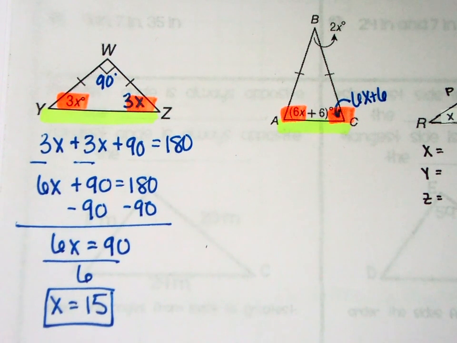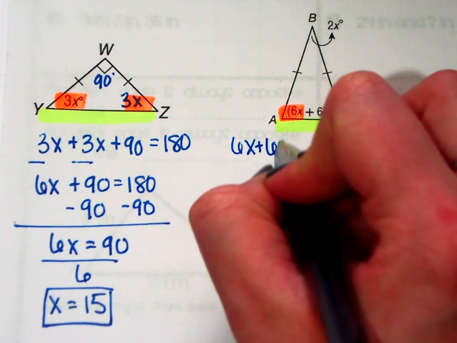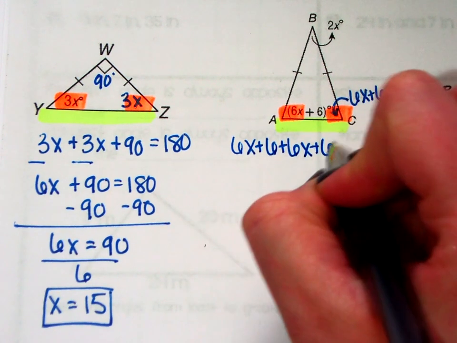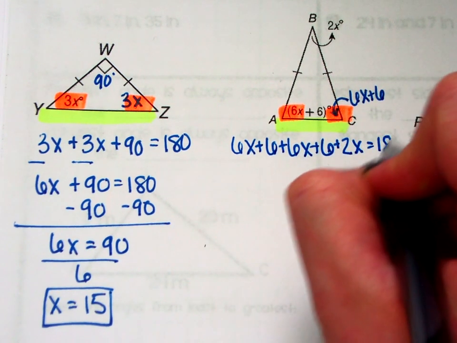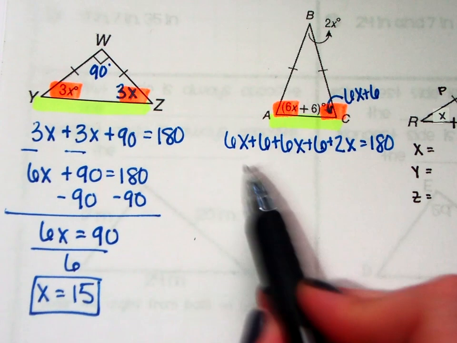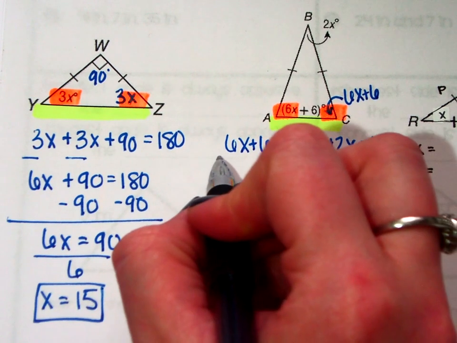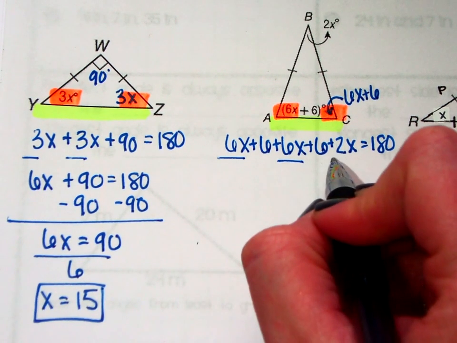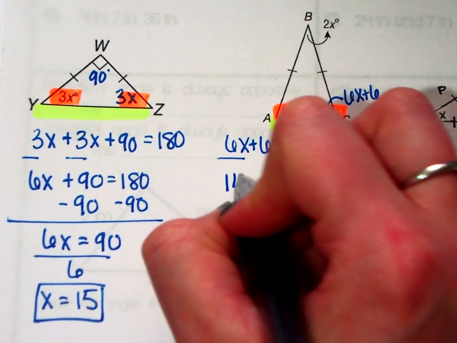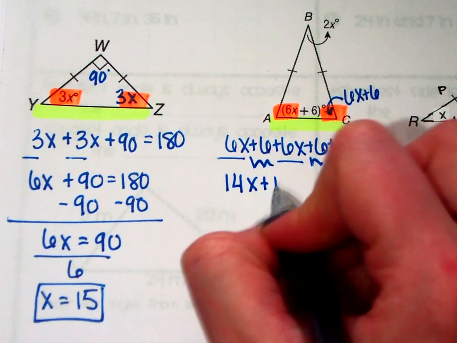Add all the angles together to equal 180. So you do have to build on previous knowledge to understand isosceles triangles. The math is no different. Now you just have to understand the vocabulary. So knowing that my base angles duplicate helps me know that I need to write the 6x plus 6 twice. Combine all those like terms. I have a 6x and a 6x for 12x, plus 2 more gives me 14x. 6 plus 6 is 12.